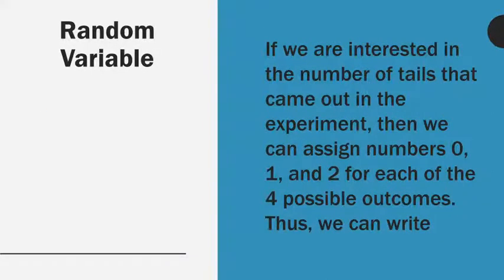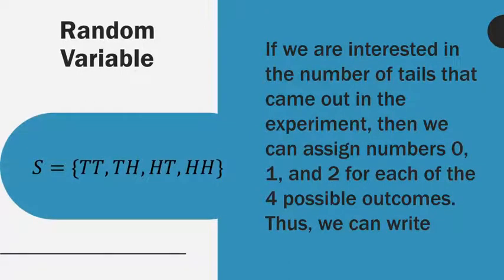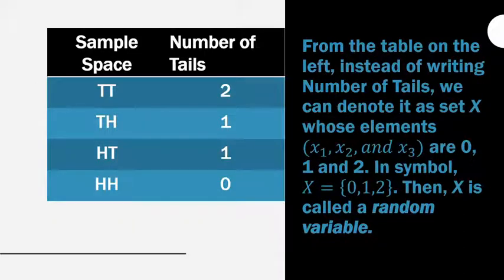Now, if you're interested in the number of tails that came out in the experiment, then we can assign numbers 0, 1, and 2 for each of the four possible outcomes. Thus, we can write, as you can see on the table, the sample space that contains the four possible outcomes, and on the right side of the table, the number of tails just tells us the number of tails on each outcome. So each outcome corresponds to a certain value, which is the number of tails.